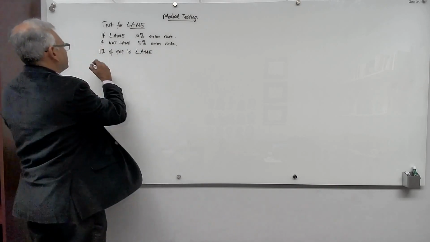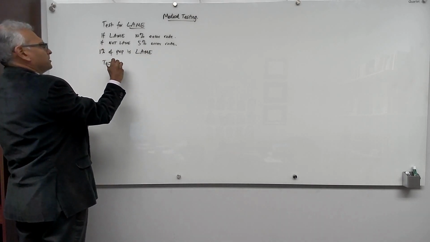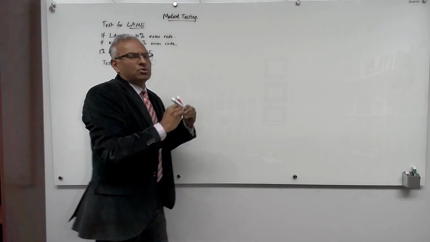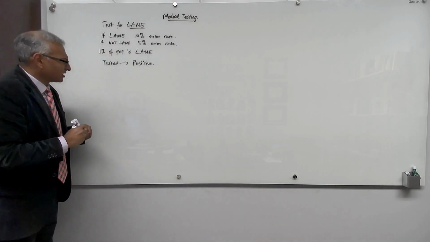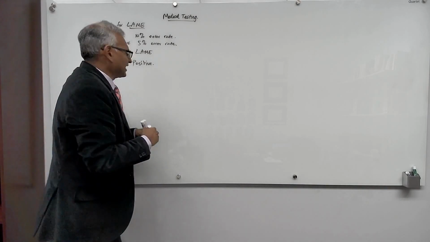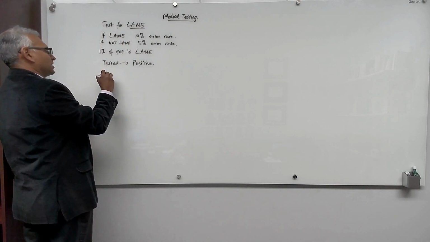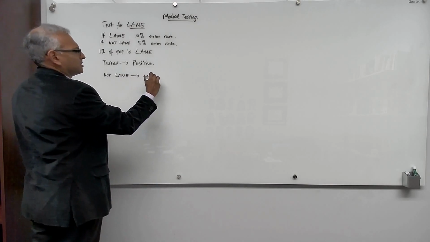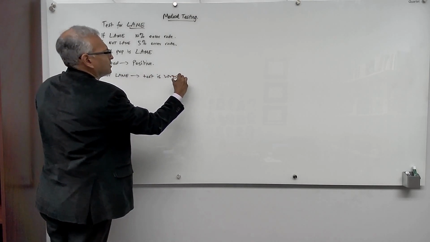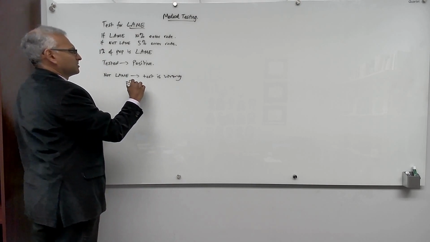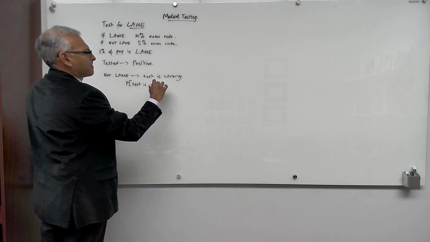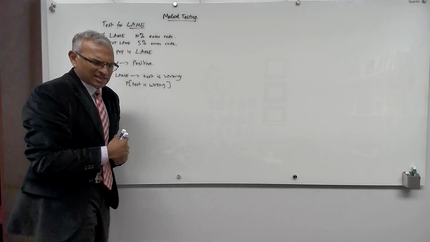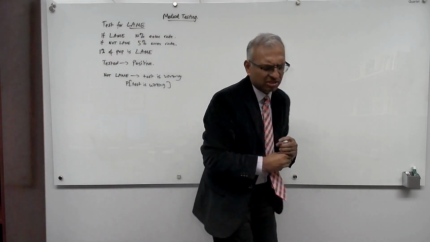So you were tested and you came up positive. Now you panic, because look at the reasoning. Could you be not lame? If you're not lame, that means the test is wrong, and the probability that the test is wrong is very small, because if you're not lame, it has only a 5% error rate. So the chances are very small that the test is wrong.